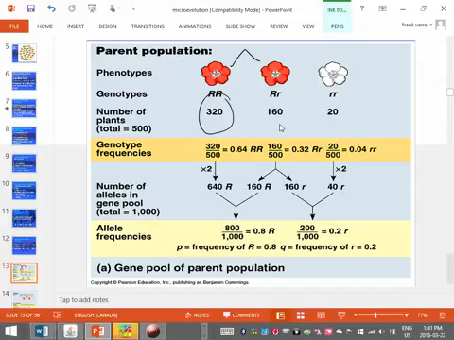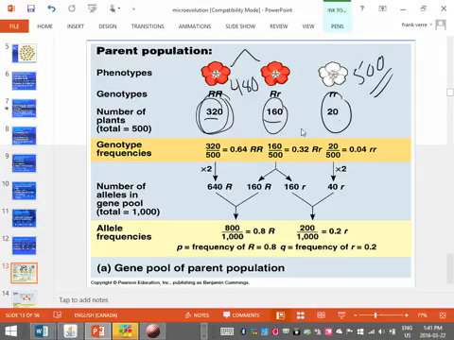You're actually being told that we have 480 flowers that are red, because 320 and 160 add up to 480. And we have 20 flowers that are white. So how many flowers in total? 500, right? Or 500 plants. Now, we have 480 that are red. Here we're told that 320 are homozygous dominant and 160 are heterozygous and 20 are white.